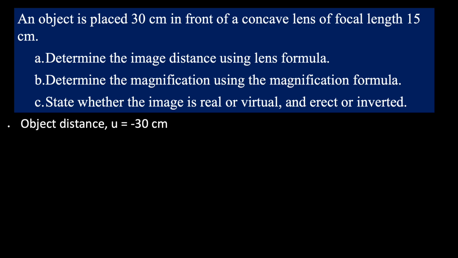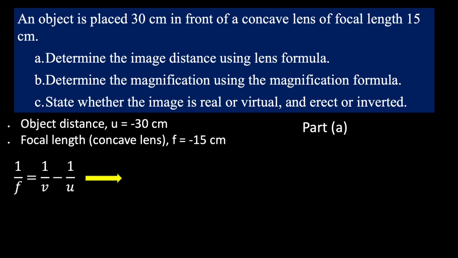U is always negative. Focal length in this case will also be negative. If it was a convex lens, F is equal to positive. Focal length is taken as positive, but in this case it is negative. Therefore, F is equal to minus 15 centimeter.